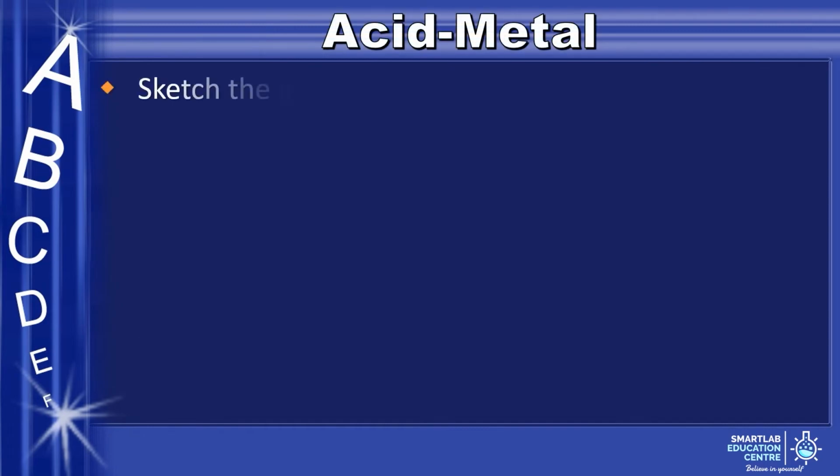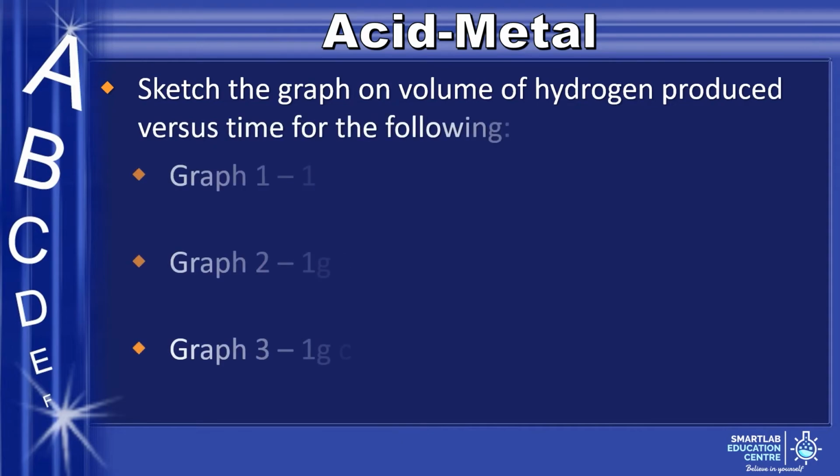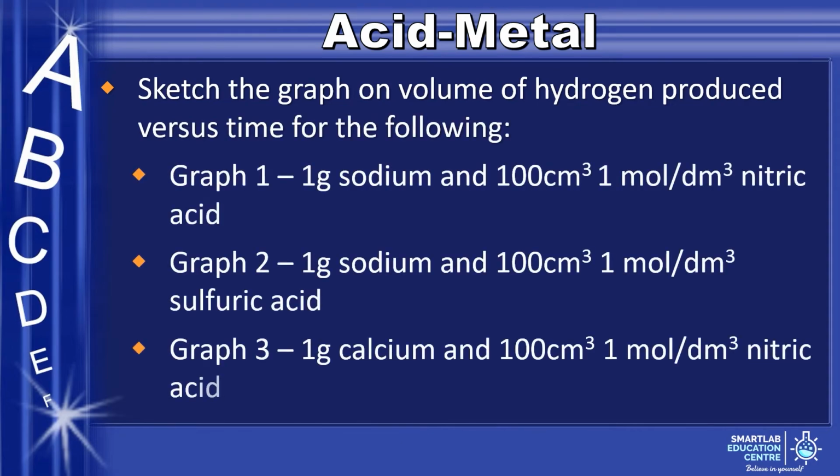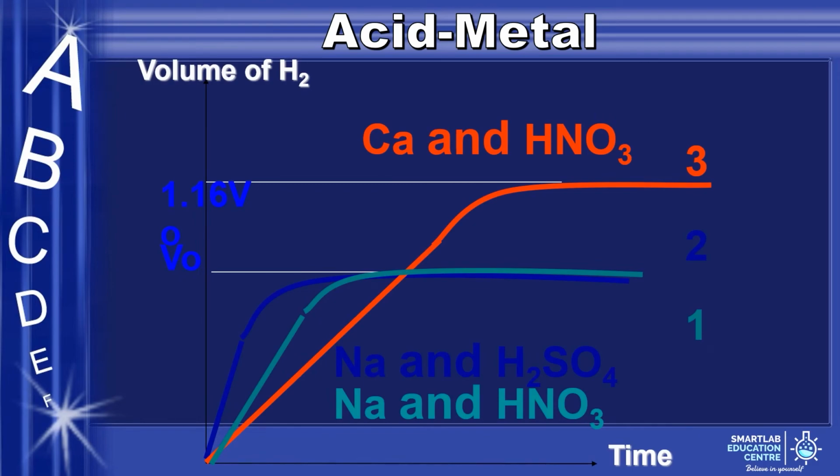Sketch the graph of volume of hydrogen produced versus time for the following acid-metal reactions. The graphs will be as such. In conclusion, the more reactive the metal, the faster the chemical reaction.